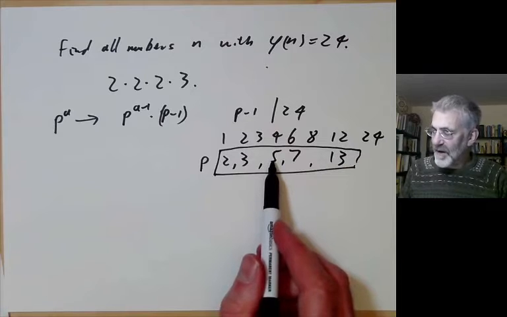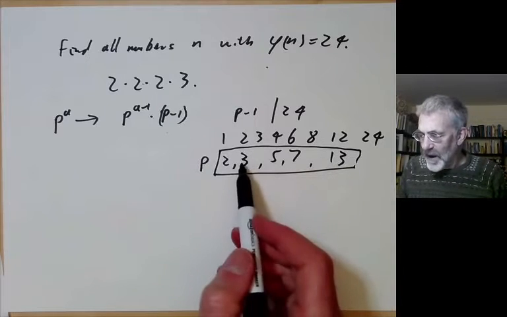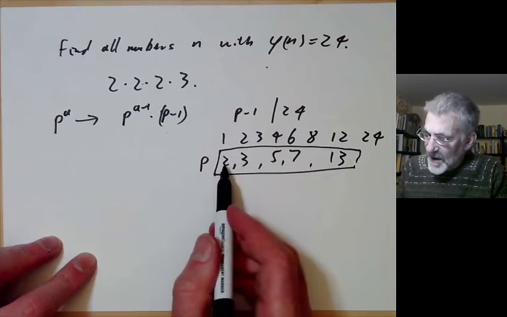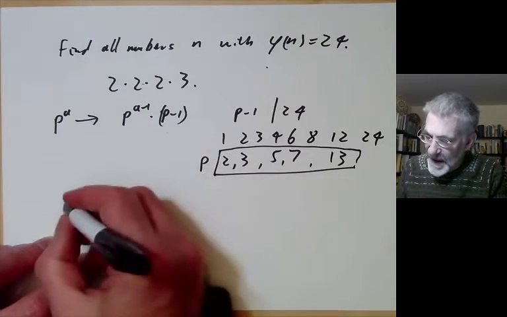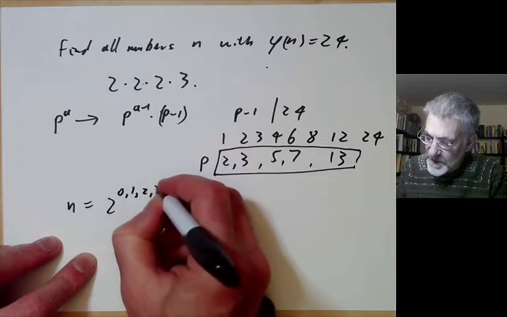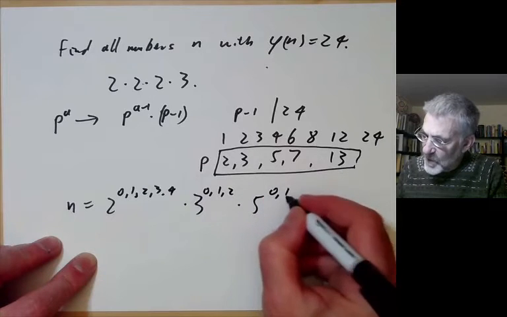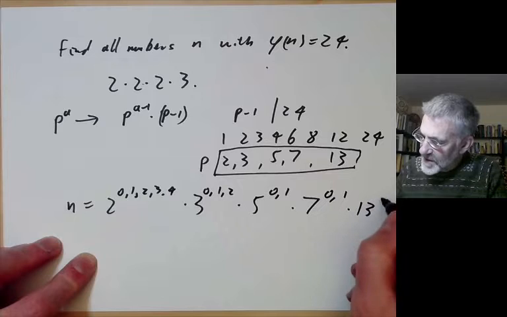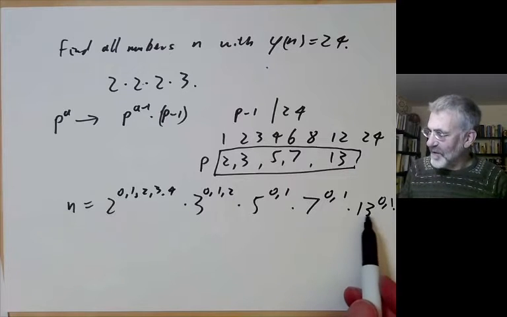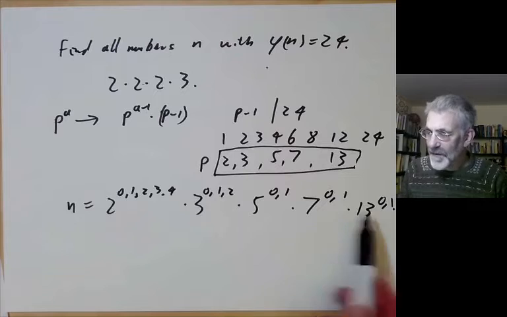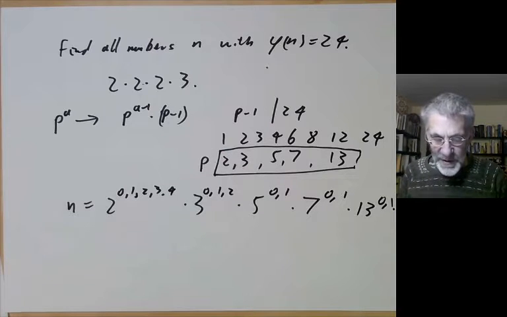And you notice we can't get 5 squared, because that would mean we would have to have a factor of 5 here, and we can't get 7 squared, and we can't get 13 squared, but we could perhaps get 3 squared. And we could get 2 to the power of, well, you imagine maybe up to 2 to the 4. So the number n is going to be 2 to the 0, 1, 2, 3, or 4, times 3 to the 0, 1, or possibly 2, times 5 to the 0 or 1, times 7 to the 0 or 1, times 13 to the 0 or 1. So it's going to be one of these numbers here. And of course, it can't be all of them, because if you've got 13 to the power of 1, then that's going to use up a couple of 2s and a 3 that you can't use for anything else. So the numbers are quite restrictive.